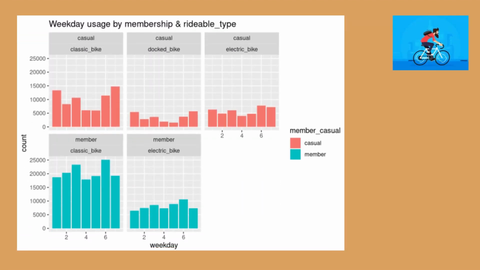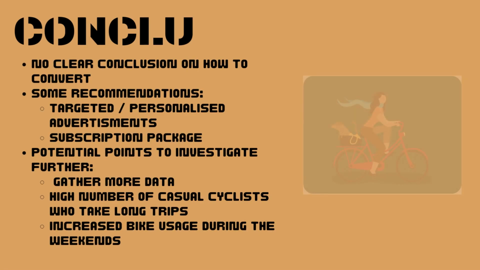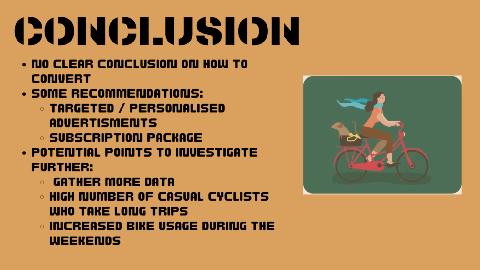Finally, I will also plot a facet wrap chart of weekday usage by membership and rideable type. This actually provides somewhat similar information to the previous facet chart, but presented in a slightly different manner. In conclusion, based on the above analysis, there are no clear recommendations on how to convert casual cyclists to members. But there are some follow-up leads which warrants further investigation, which may lead to conversion.